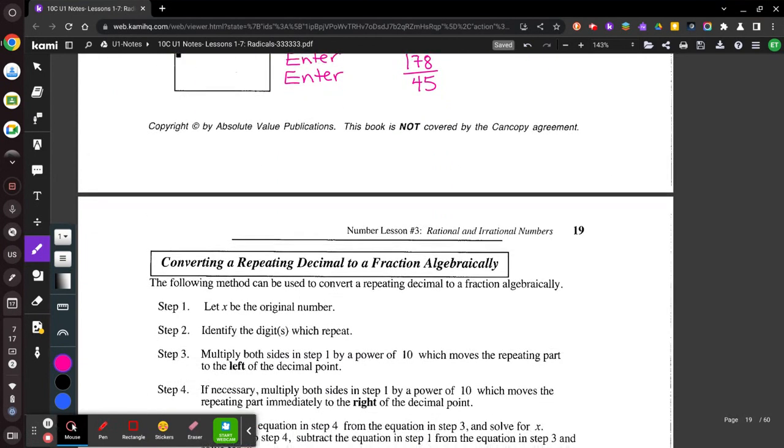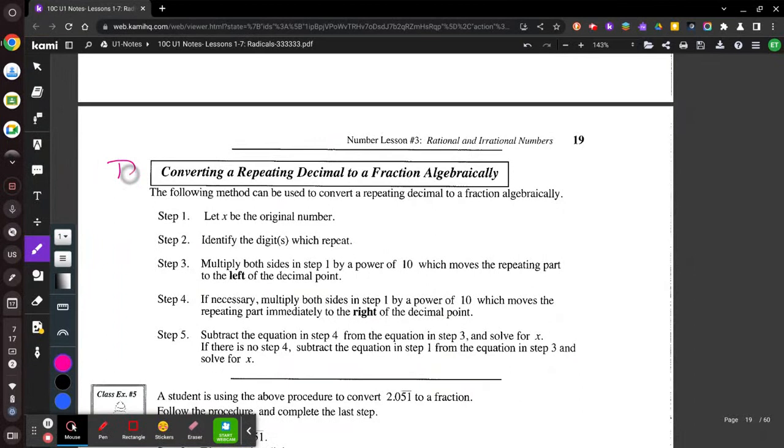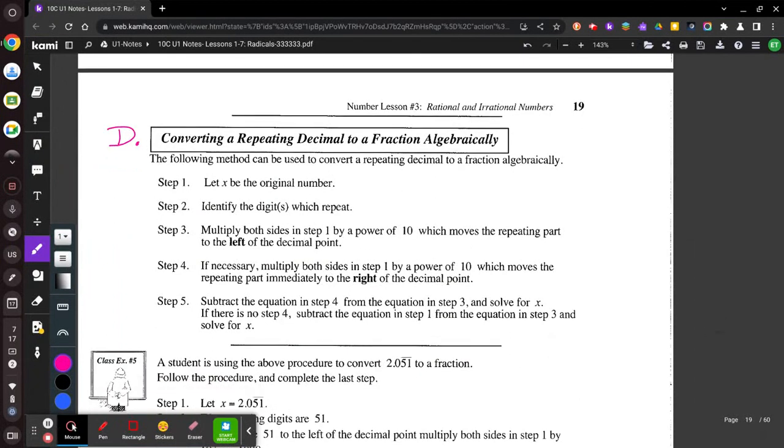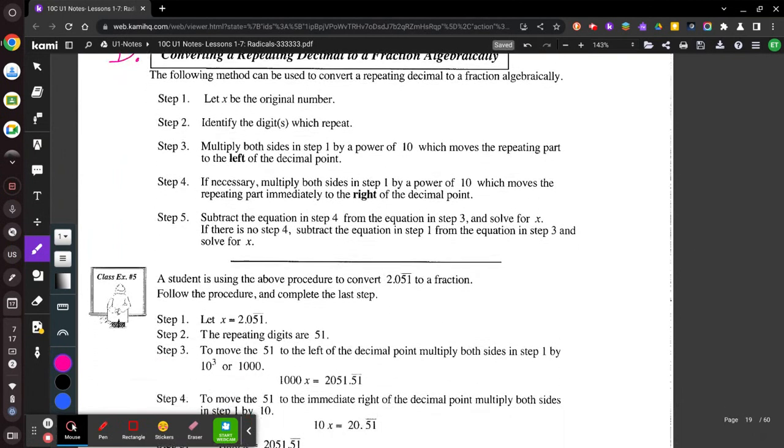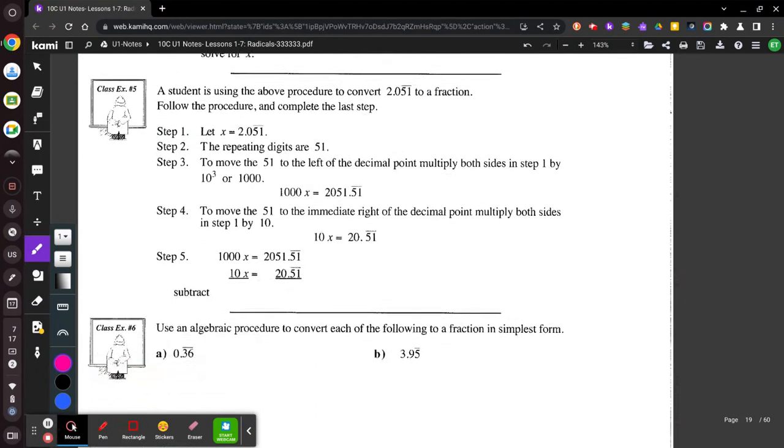All right, let's take a look at section D on the next page. Now we're going to convert repeating decimals to fractions algebraically. It says let x be the original number. Identify the digits that repeat, and multiply both sides in step 1 by a power of 10 that moves the repeating part to the left of the decimal. Then you do the same thing, which moves the repeating part immediately to the right, and then you subtract them. It's going to make more sense once you see an example.